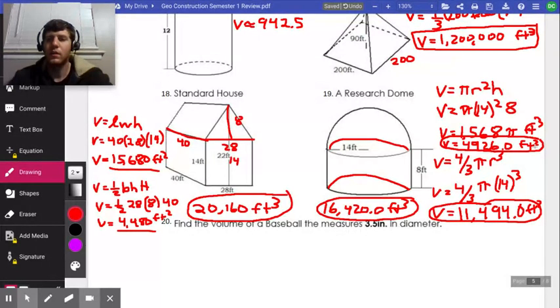Okay. I don't know why I keep saying squared. It's feet cubed. It's volume, it's feet cubed.